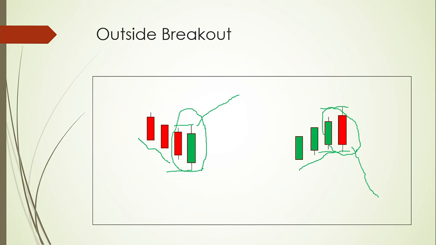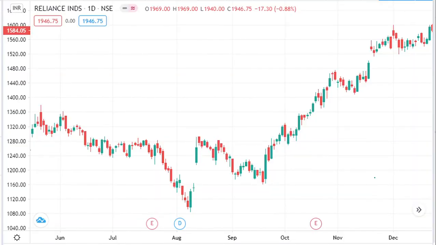We'll see this strategy using examples. As you can see here, a couple of bearish candles followed by a strong bullish candle which has a low lower than the previous candle and a high higher than the previous candle. Once this breakout happens, see the price of the stock, it moves drastically upside.